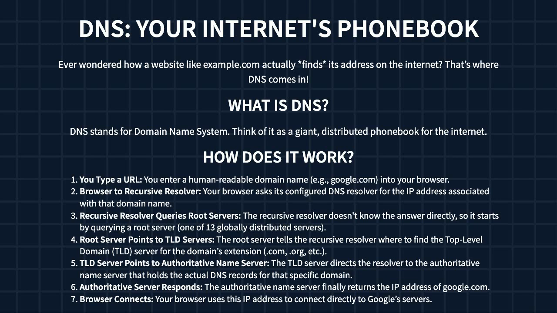It translates human-friendly domain names into the IP addresses computers actually use to communicate. When you type a URL in your browser, it first asks its configured DNS resolver. This resolver then goes through a chain of queries, starting with root servers and working its way down to the authoritative name server that holds the specific IP address for the website. It's all about making things easier and more user-friendly.